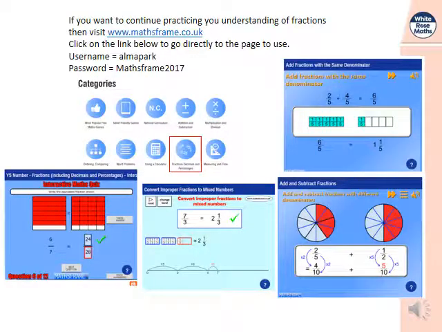And that's the end of our lesson for today. And again, here you can go onto Mathsframe and practice your skills and try some different ones on there.